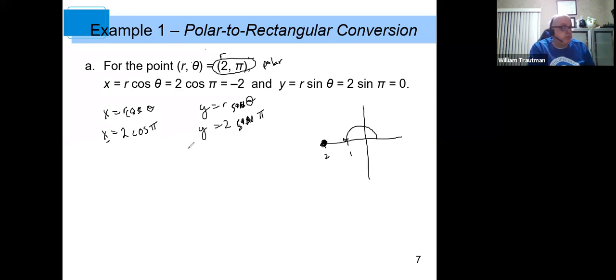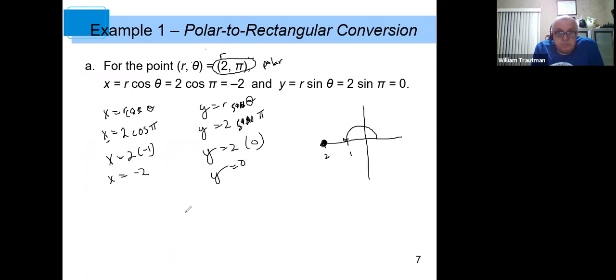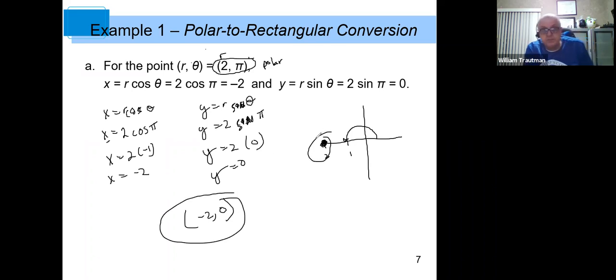Okay, grabbing my unit circle. The cosine of pi is -1. And the sine of pi is 0. So the coordinate is -2, 0. That's exactly what the coordinate looks like. -2, 0.